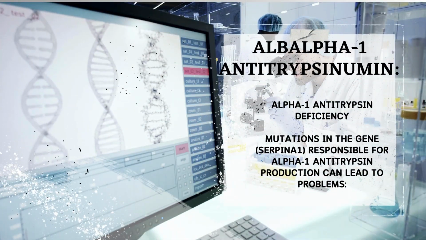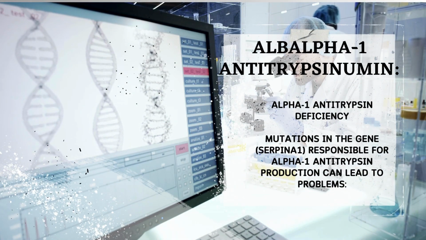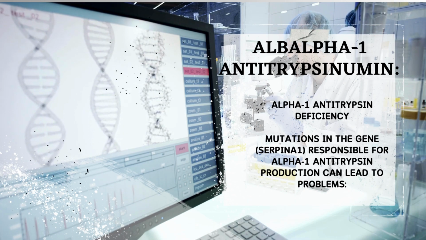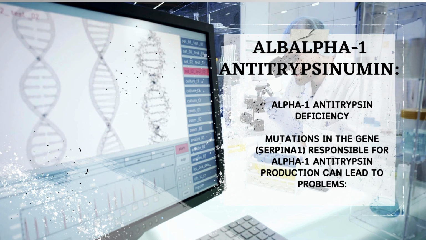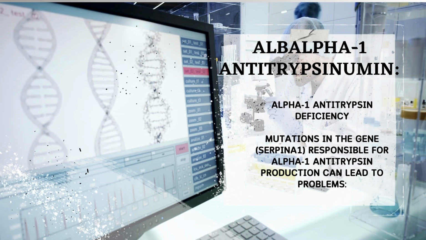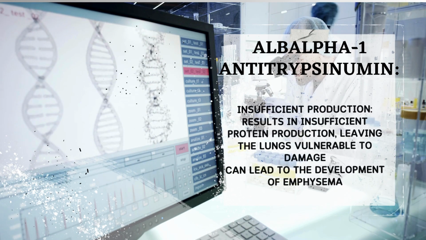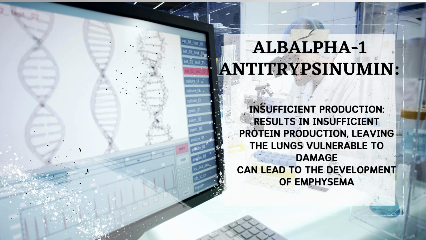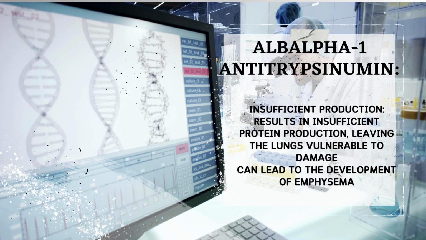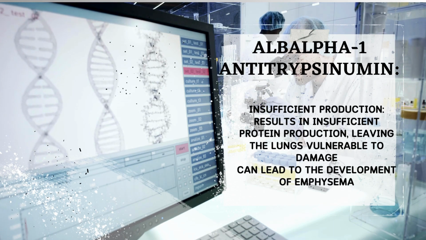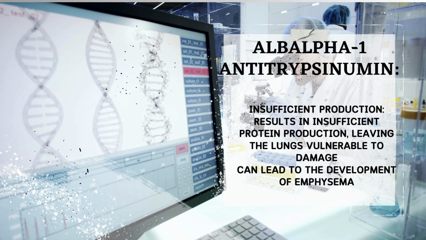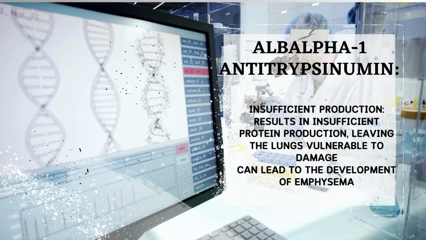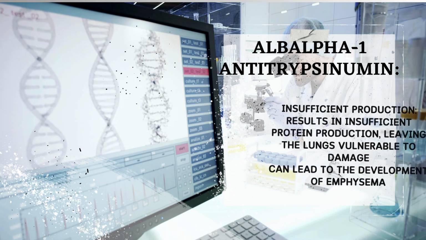When things go wrong: alpha-1 antitrypsin deficiency. Sometimes, mutations in the gene SERPINA1, responsible for alpha-1 antitrypsin production, can lead to problems. Insufficient production: alpha-1 antitrypsin deficiency results in insufficient protein production, leaving the lungs vulnerable to damage from neutrophil elastase. This can lead to the development of emphysema, a lung disease characterized by destruction of air sacs.